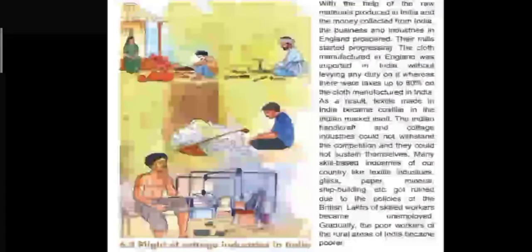Our industries started declining and the industries of England started prospering using the material and money from India. The products imported by the British companies came without tax, whereas Indian products were levied a tax of 80%, leading to increase in the price of Indian products. Handicraft and cottage industries also suffered a lot, leading to increase in unemployment of the skilled labor. All this happened due to the exploiting policies of the British.